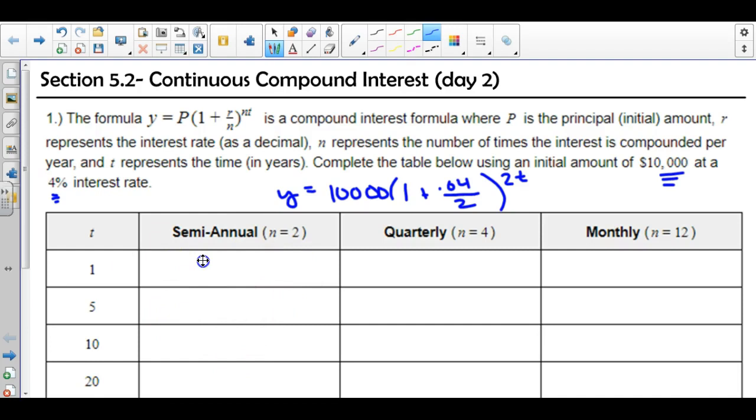And then I can zoom out on a graph and show you what this graph looks like. Then we'll change the n value to 4, and then we'll change the n value finally to 12. And then we'll see a relationship grow between those values.